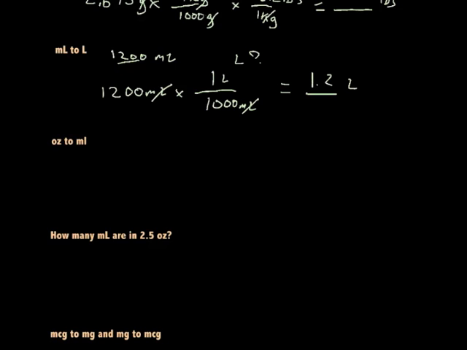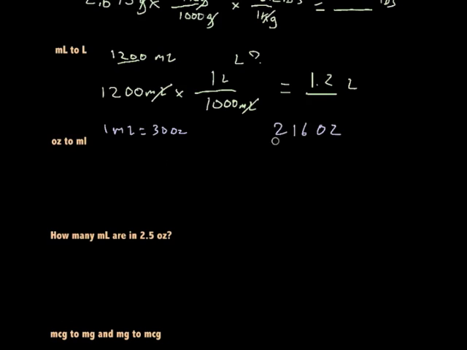Next, let's go from ounces to milliliters. So I know that for every 1 milliliter, I have about 30 ounces. It's actually like 29.5 something, whatever. But in nursing school, or at least at Cox College, we round to 30. So we say that for every 1 milliliter, you have 30 ounces. So let's say that I've got 216 ounces, and I want to know how many milliliters that is.